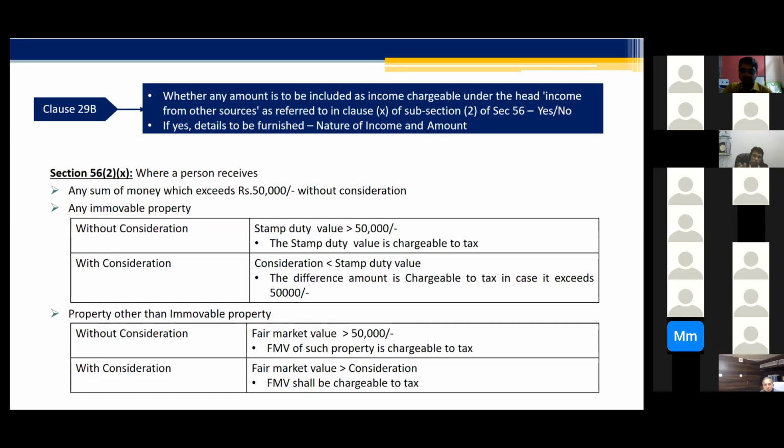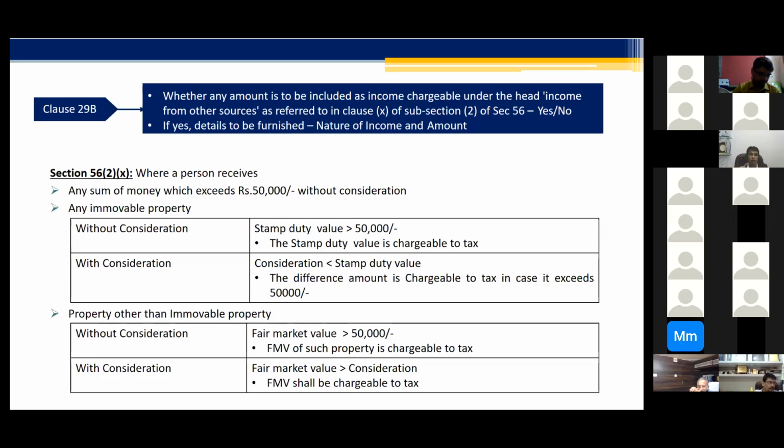So as an auditor, you will need to go into the provisions of 56.2.10, which actually envisages 3 situations. One is when you are receiving money of more than 50,000 without consideration. So gifts received of more than 50,000 are taxable, unless there are exemptions for relatives, which we all are aware of. Any immovable property received without consideration, or with a consideration where there is a difference between the stamp value and the consideration of more than 50,000, then section 56.2.10 would be applicable.